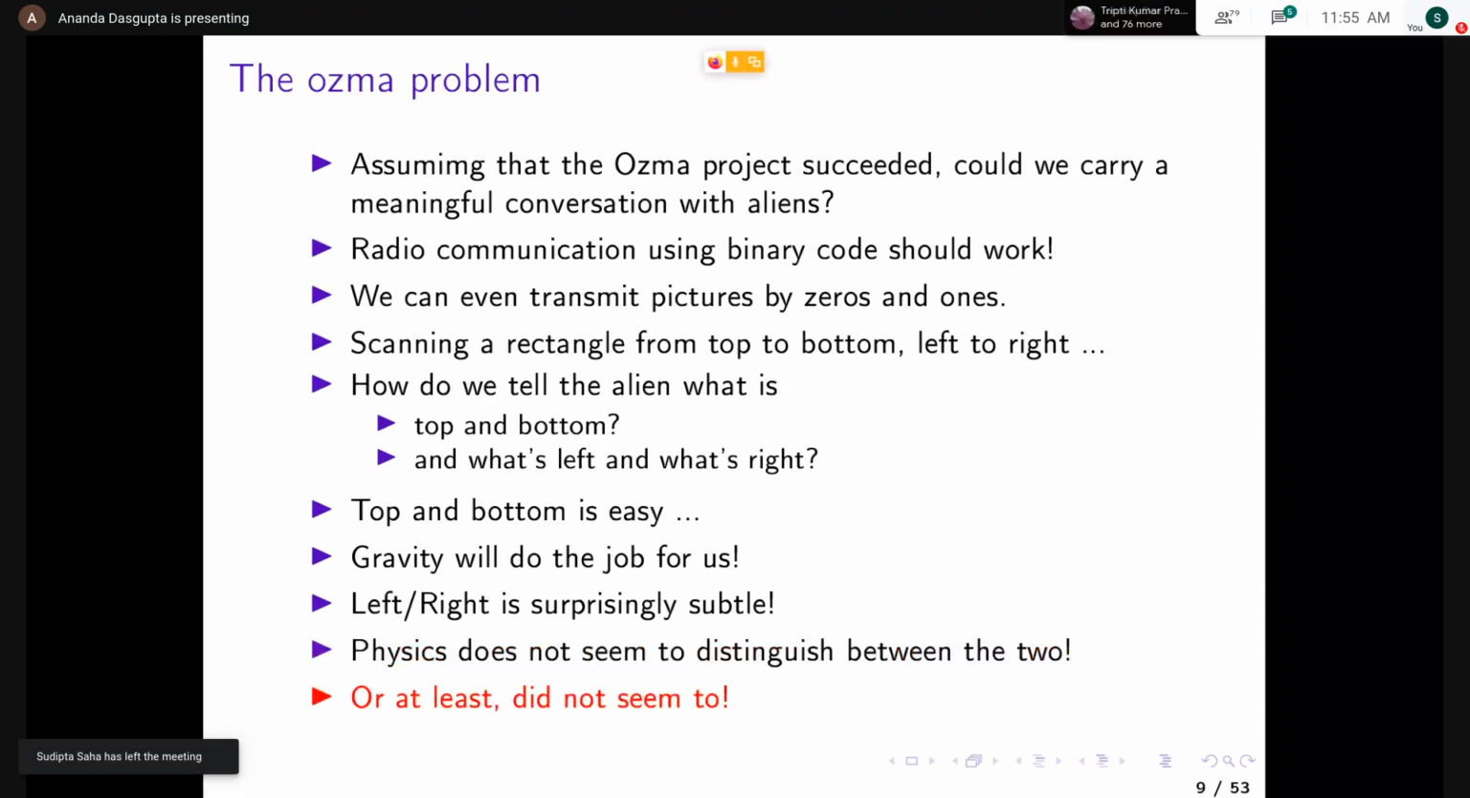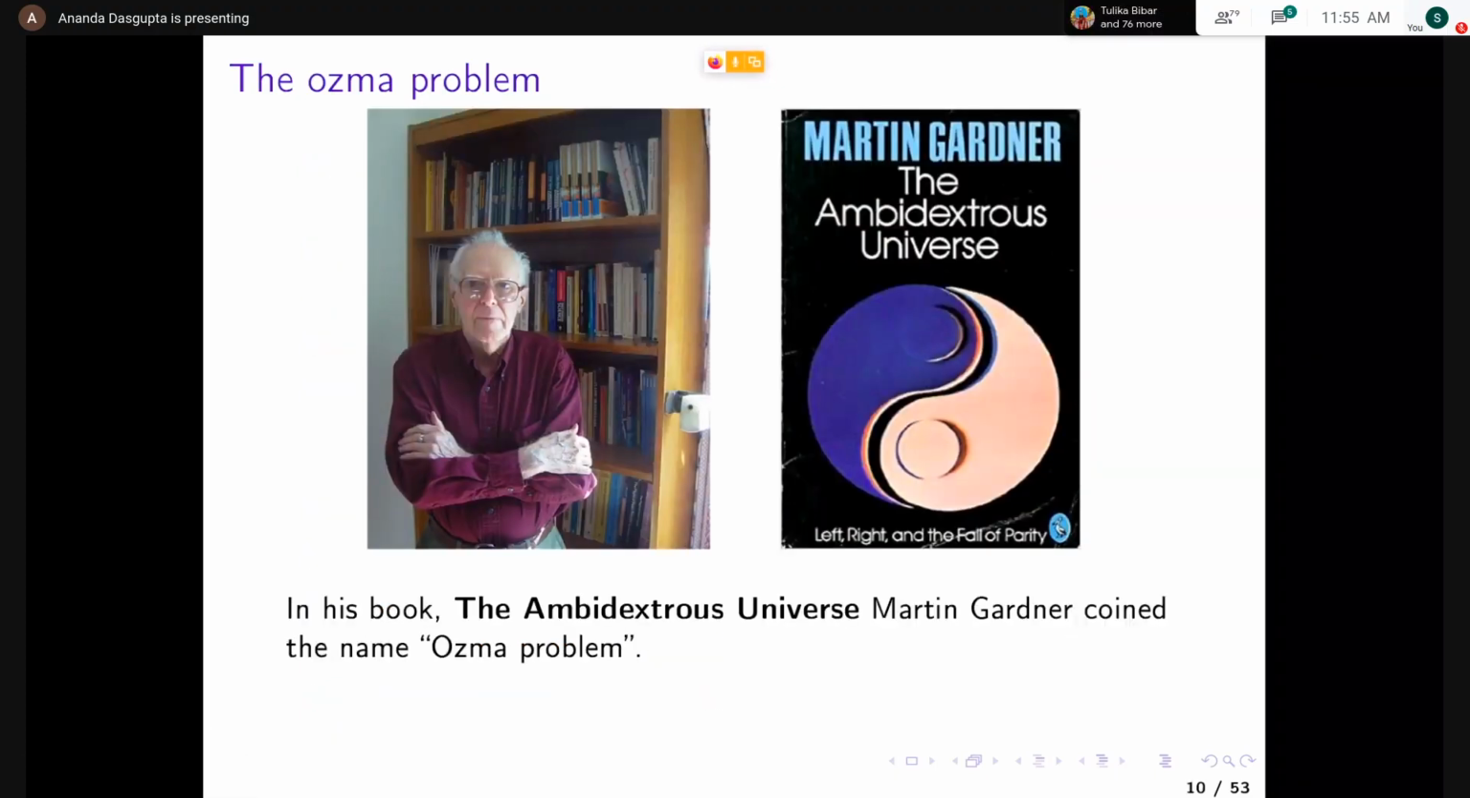That is why I say, or at least did not seem to. So this was a real question. Can I teach an alien what is left and what is right? The name, the Ozma problem, was given by Martin Gardner, many of you know him as the creator of some of the most wonderful mathematical recreational problems ever. He wrote a book called The Ambidextrous Universe, and the subtitle of the book goes Left, Right, and the Fall of Parity. That essentially is what I'm going to talk about in the rest of the lecture.